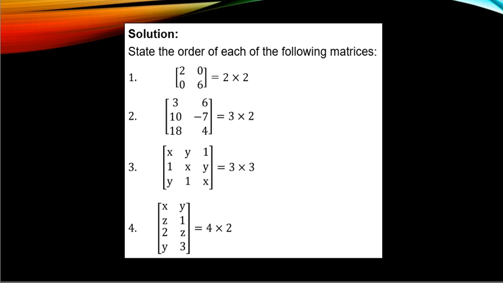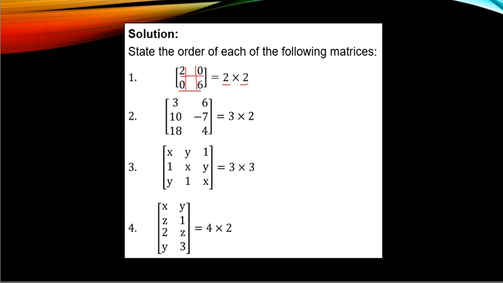Okay, so solution. The first instruction is that we should state the order of each of the following matrices. So number 1, as I explained earlier, in order you are interested in the number of rows and columns. You must start with the number of rows followed by the number of columns. So the first 2 means you have 2 rows, 2 0 0 6. The second 2 means you have 2 columns, 2 0 0 6 as well. So it's a 2 by 2 matrix.